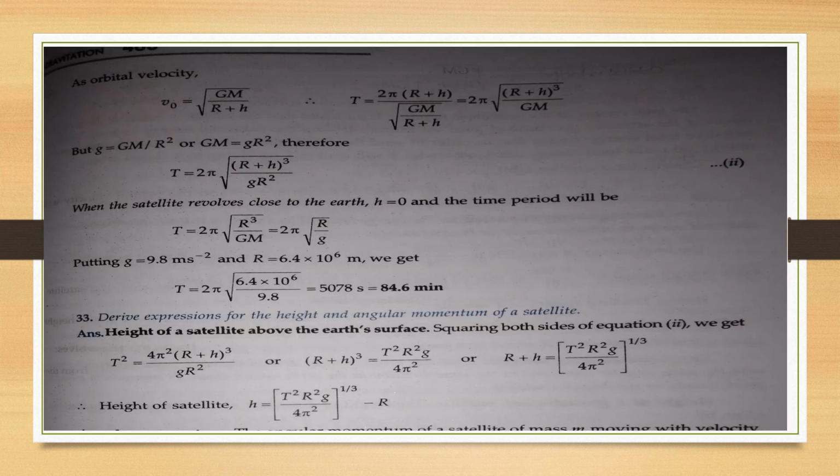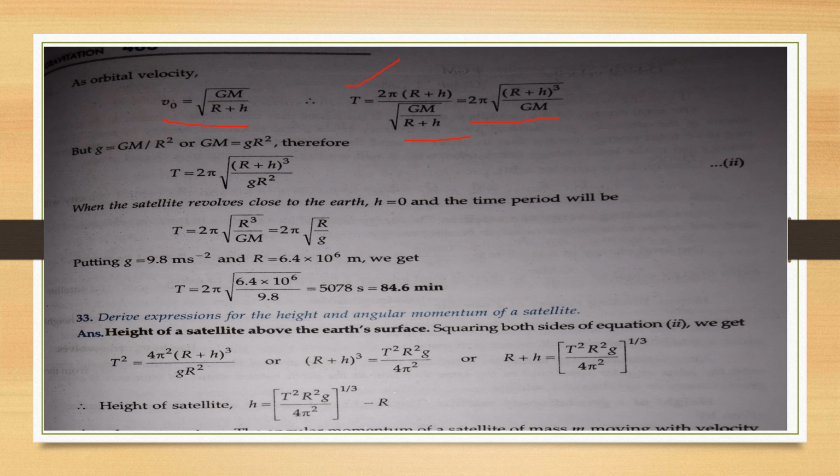To calculate the value of the time period mathematically, we know the formula for the orbital velocity. V naught is equal to under root of GM divided by r plus h. So in the formula of the time period, put the value of the orbital velocity and solve it. We get the result 2 pi under root of (r plus h) whole cube divided by GM.